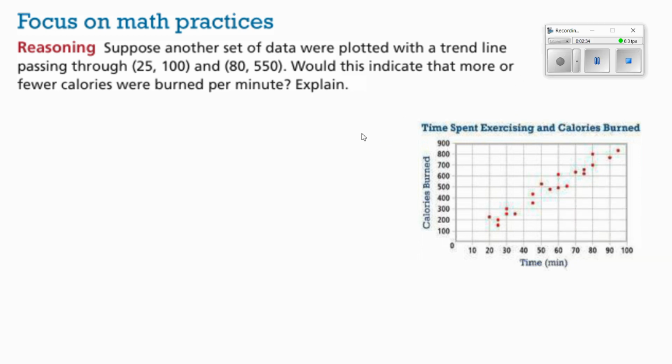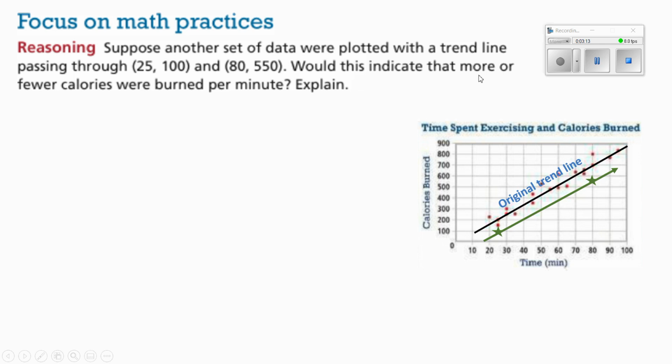Well, again, we're going to put our coordinates there, 25 and 100, and 80 and 550. And this would indicate the two coordinates that we were told to use for the trend line. Now I'm going to make my trend line through there. I'm going to show you my original trend line that was here before.